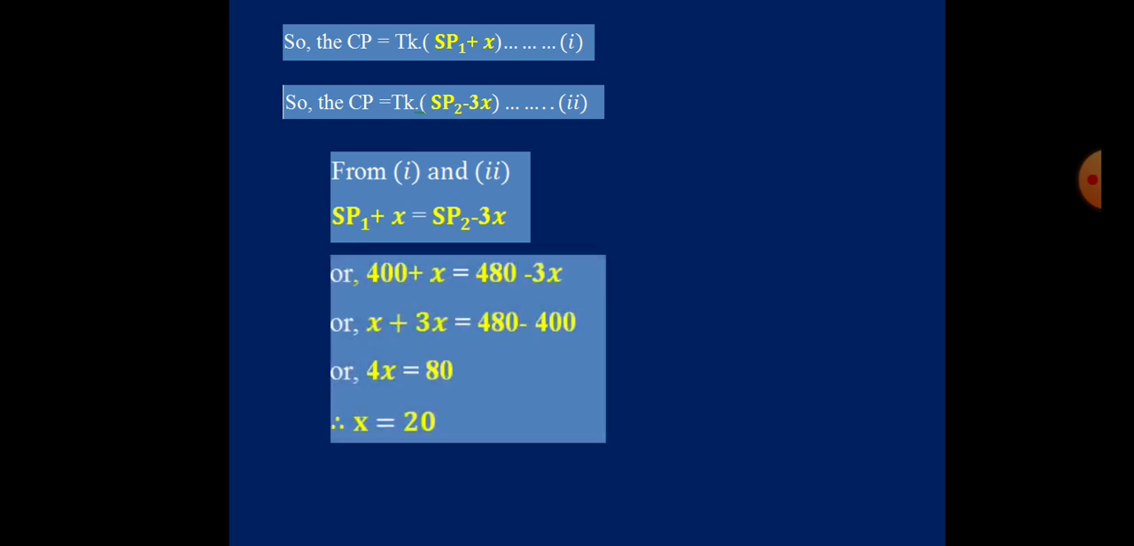Now let us substitute those values. The value of selling price 1 is 400, you remember that, and selling price 2 is 480 from the problem itself. So it is 400 plus x equals 480 minus 3x. I actually did not do anything. I just substituted the values. Don't make it complicated. Do it as I have solved here. So by simplifying this, I get x equals 20.